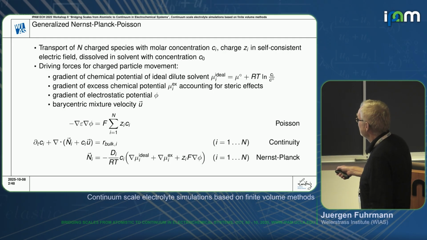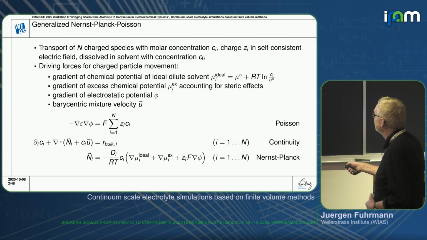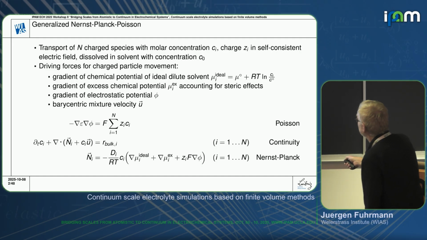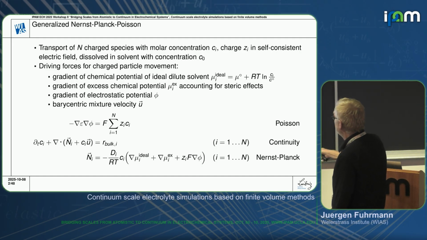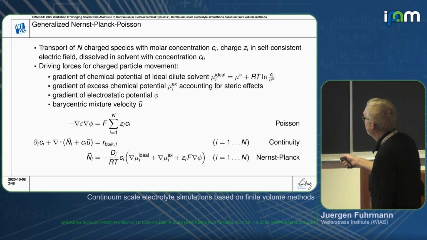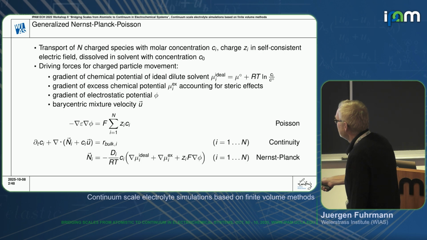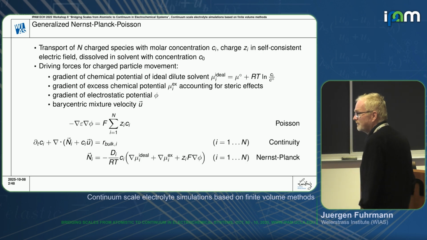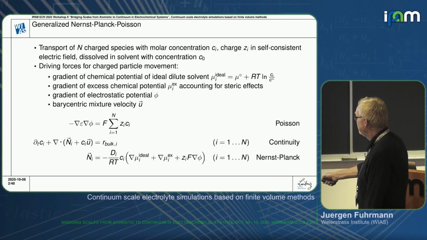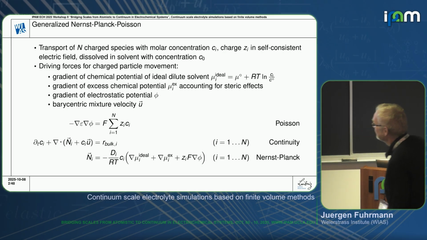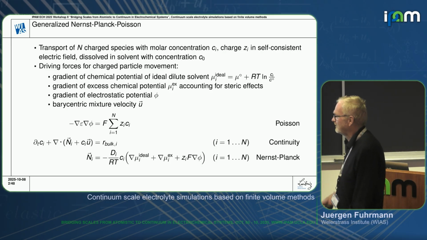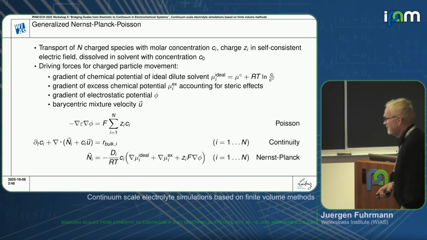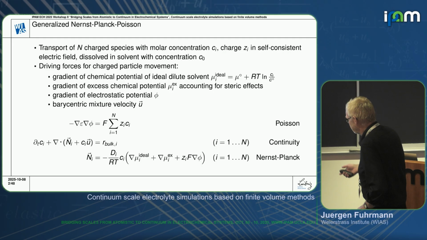One is the gradient of the chemical potential of the ideal dilute solvent, which is basically the logarithm of the concentration, or the logarithm of the mole fraction. We have the gradient of the electrostatic potential, multiplied by the charge number, and here I'm writing this in molar quantities, so we have the Faraday constant instead of the electron charge. And we have another term, the gradient of the so-called excess chemical potential, which can take into account all kinds of non-ideal interactions, in particular steric interactions.